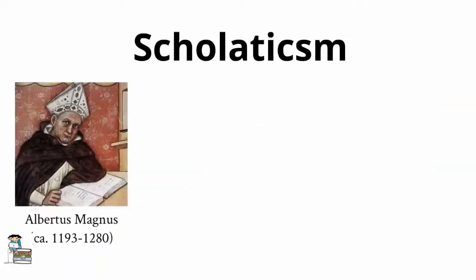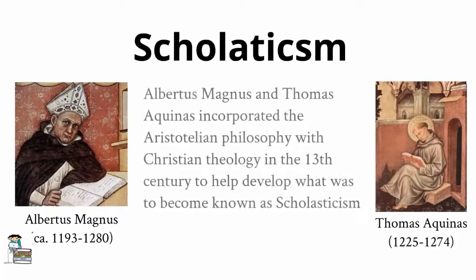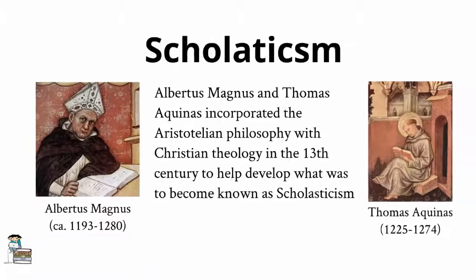Theologians such as St. Albertus Magnus and St. Thomas Aquinas incorporated the Aristotelian philosophy with Christian theology in the 13th century to help develop what was to become known as scholasticism, a system or method of thought which was to dominate many European universities well into the 17th century. In fact, many of the giants of the scientific revolution, including Descartes, Galileo, and Pierre Gassendi, were educated in the scholastic method, a method whose downfall they contributed to.